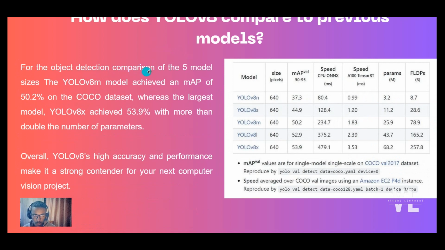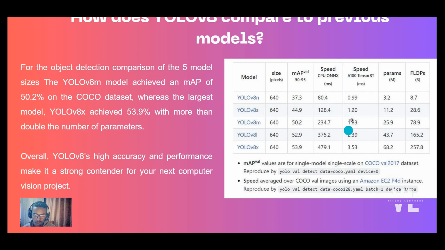For the object detection comparison of the 5 model sizes, the YOLO V8 medium version achieved a mean average precision of 50.2% on the COCO dataset, whereas the largest model, which is the extra large version, achieved a 53.9% mean average precision, with more than double the number of parameters. So when you see the number of parameters, it's increasing when we go from the smallest model to the largest model.